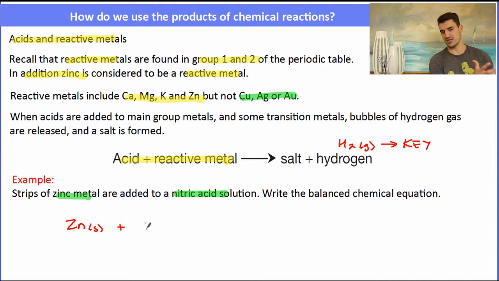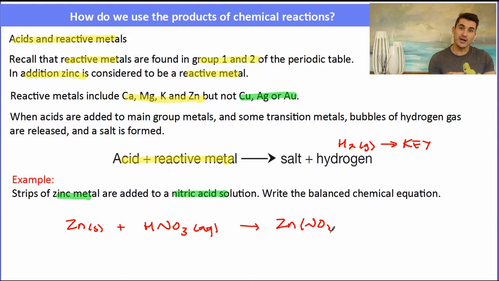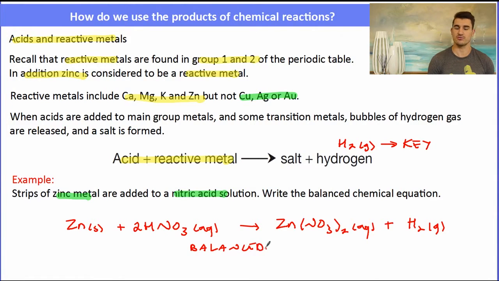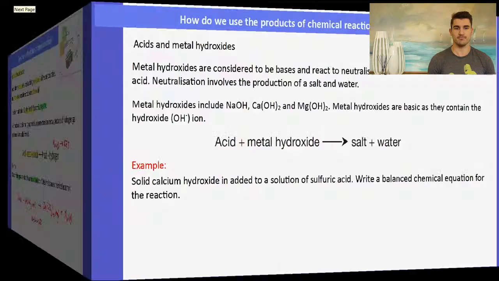So we have zinc, it's a metal, it's a solid. We've added that to nitric acid, which will be aqueous, HNO3. And our salt will be the zinc and the nitrate, because that's the ionic bond, zinc and nitrate. And we have to get the formula right, and then we have our H2 gas. Then we need to make sure that it's balanced, so I have one hydrogen on the left and I have two hydrogens on the right. So I need to put a 2 out the front of the nitric acid, and that also balances our nitrates. This is why it's important that you get the formulas of those ionic compounds right. Zinc, nitrate, need to be able to get that.